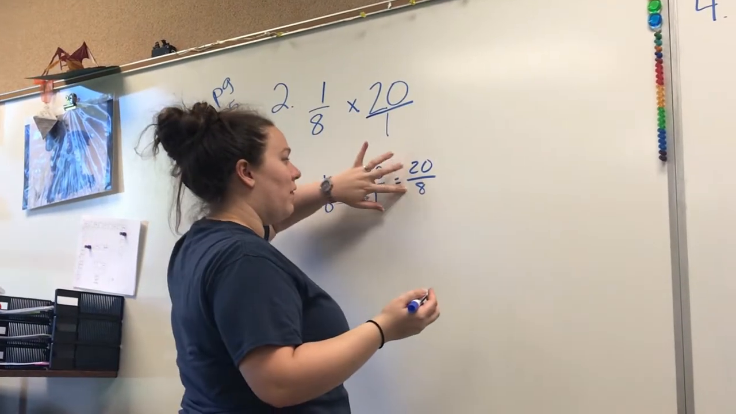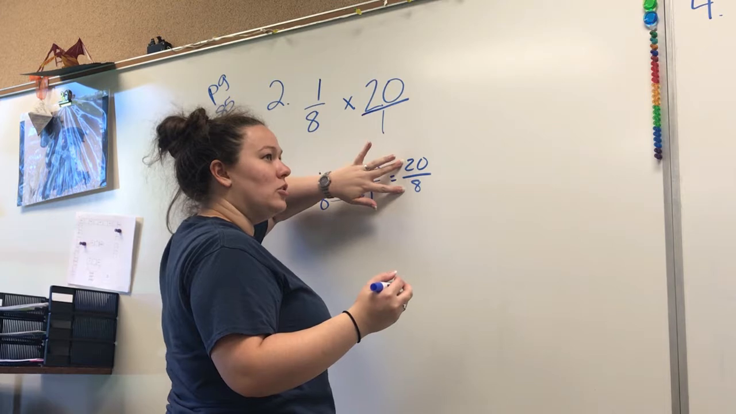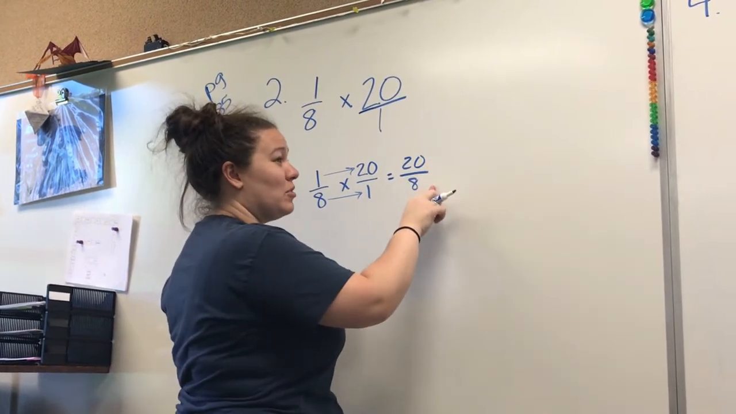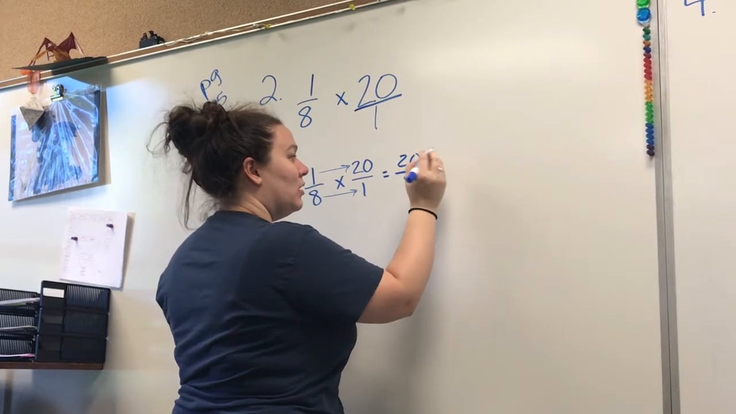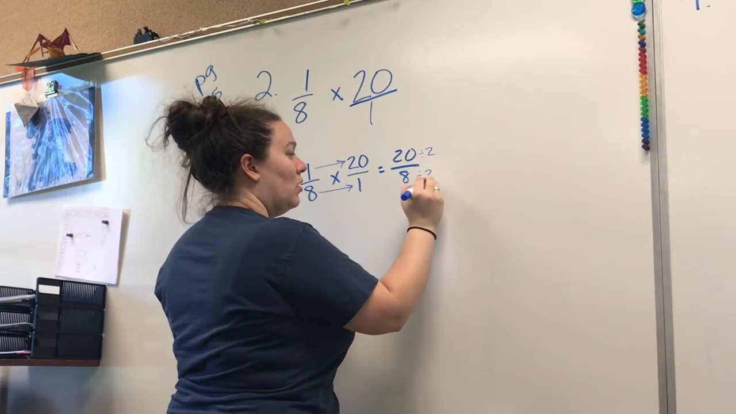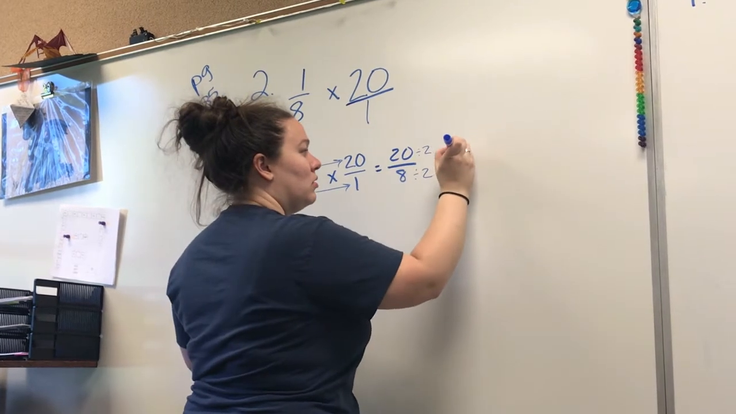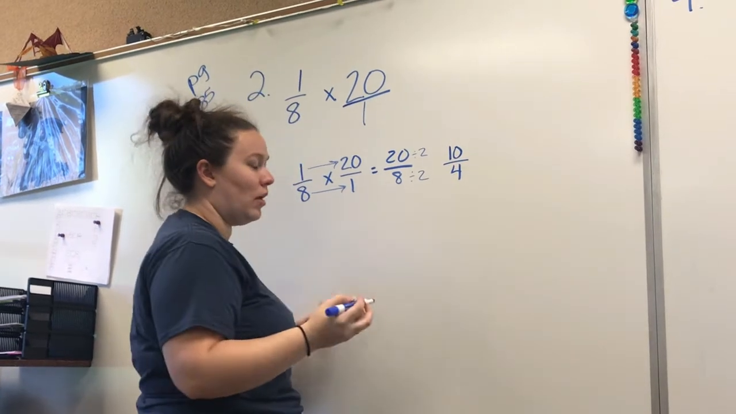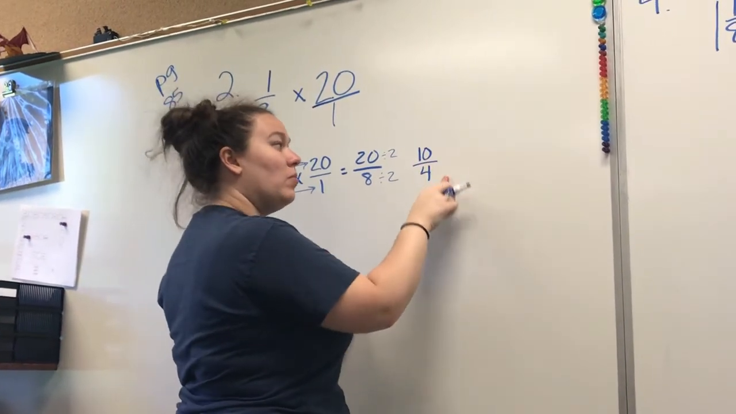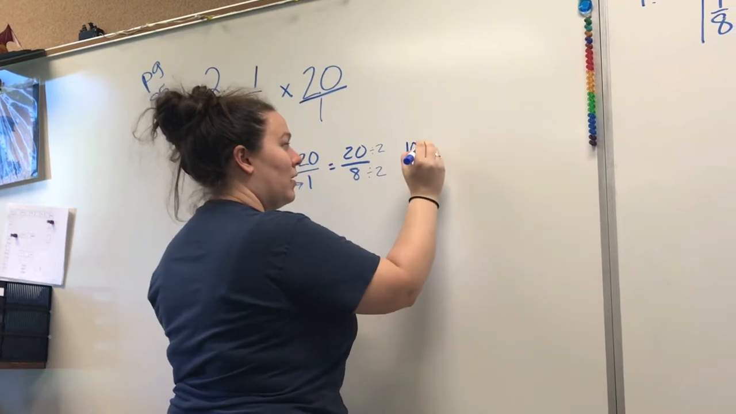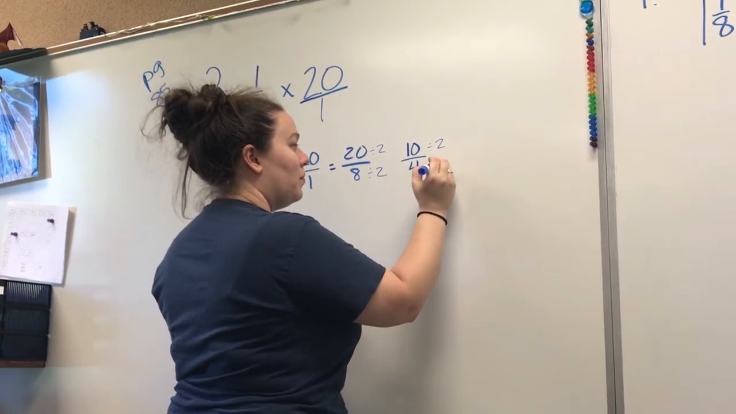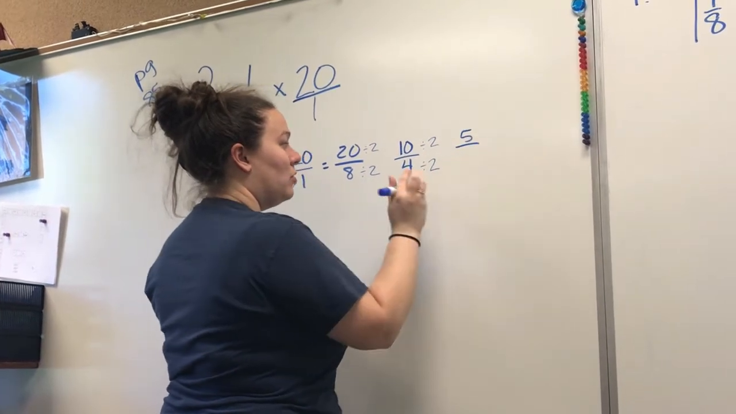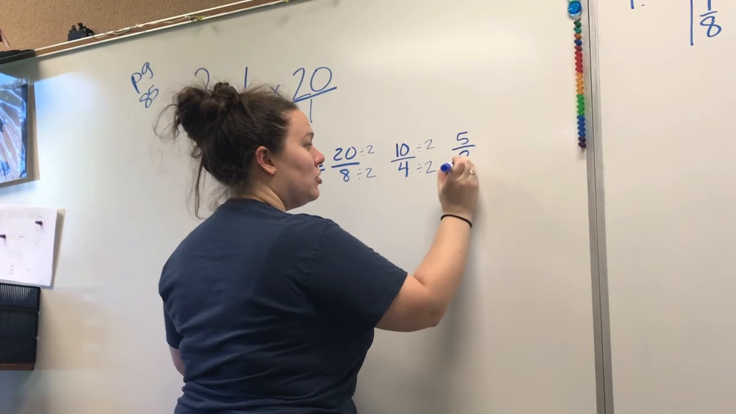All right, so let's simplify this. What factor do these have in common, or what smaller number do these have in common? I see that both of these numbers are even, so I can automatically divide by 2. 20 divided by 2, 10. 8 divided by 2, 4. Can I simplify this even more? Yes, I can. They're both even. I could divide by 2 again. 10 divided by 2 is 5. 4 divided by 2 is 2.